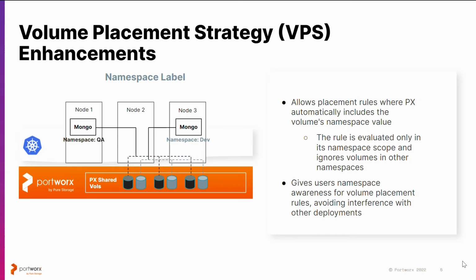An example here would be a dev team deploying an application that labels each node, and a QA team later comes in and tries to deploy the same application within their own namespace. Now, without this namespace awareness, VPS would not be able to deploy those PVCs for the QA team. So let's take a quick look at a demo that shows how this works.